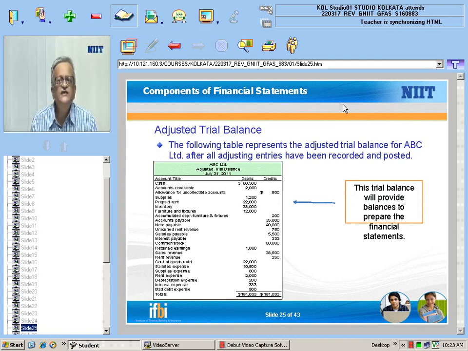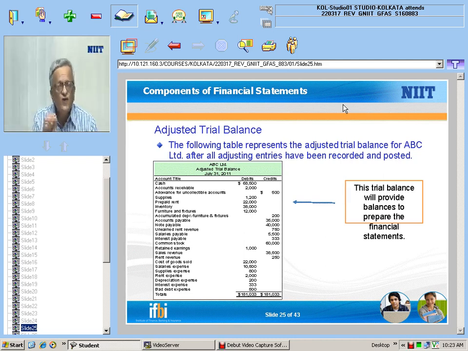This is the adjusted trial balance. Now, please tell me what are the new items you can see in this trial balance. The following table represents the adjusted trial balance for ABC after adjusting entries have been recorded and posted.